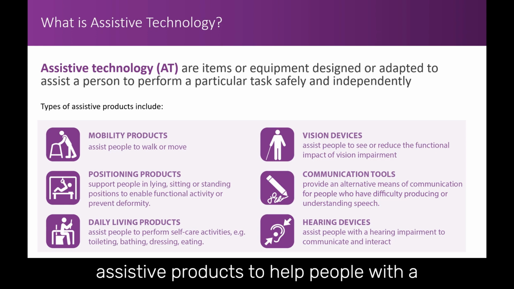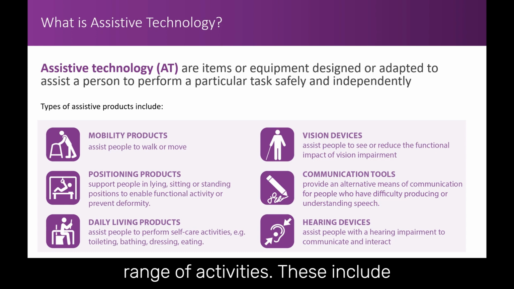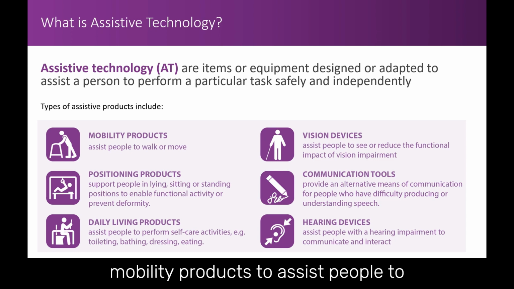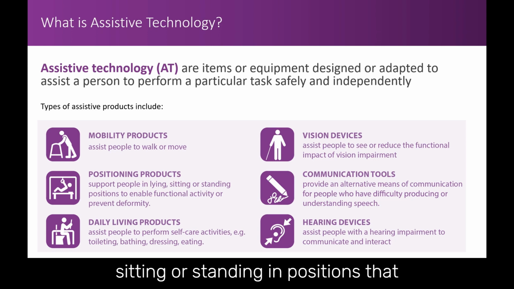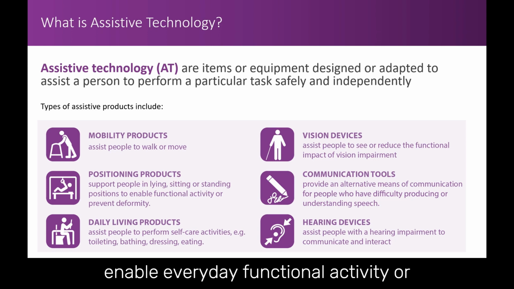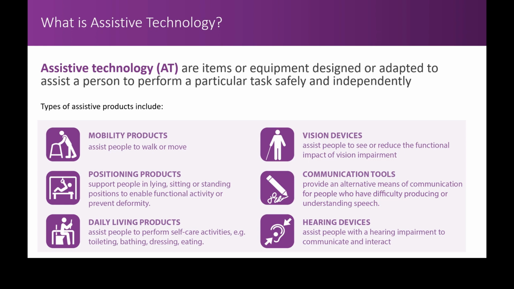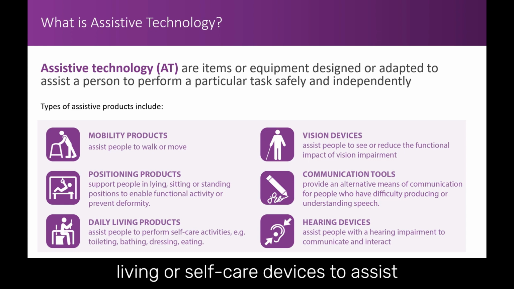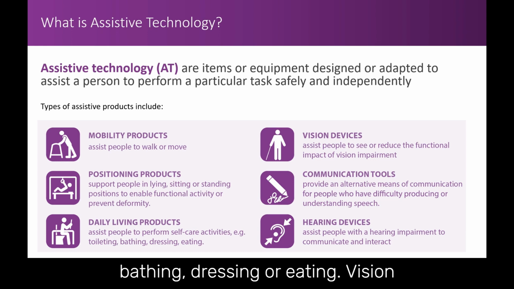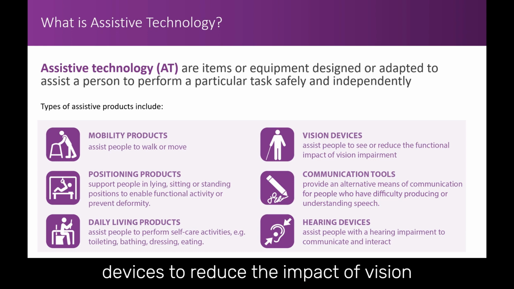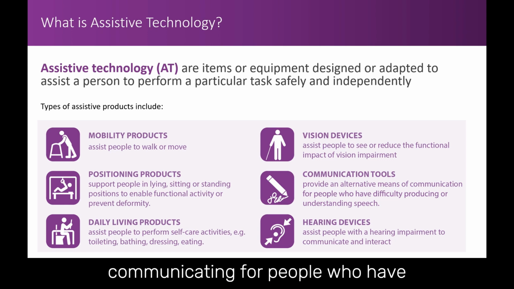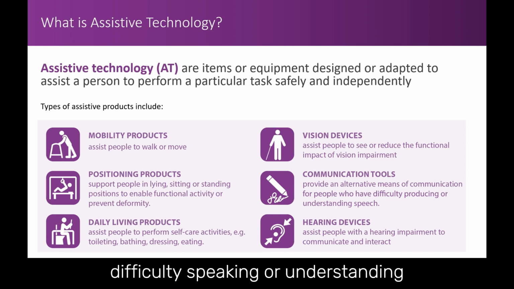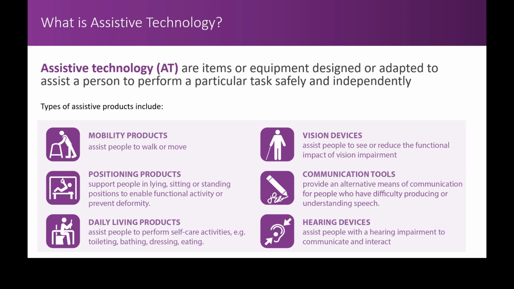There are many different types of assistive products to help people with a range of activities. These include mobility products to assist people to walk or move around, positioning products to support people lying, sitting, or standing in positions that enable everyday functional activity or prevent further impairment, daily living or self-care devices to assist with activities such as toileting, bathing, dressing, or eating, vision devices to reduce the impact of vision impairment, communication devices that provide an alternative means of communicating for people who have difficulty speaking or understanding speech, and hearing devices that assist people with hearing impairment to communicate and interact.